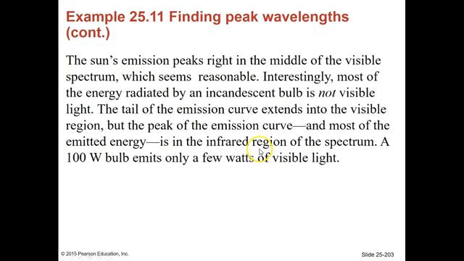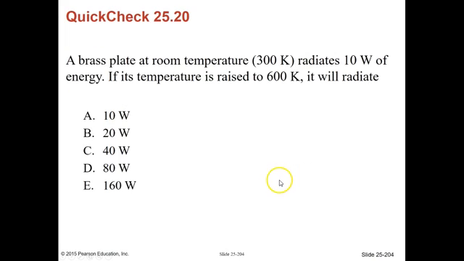Most of the energy radiated by an incandescent bulb is not visible light. Instead, most of that is infrared. A 100-watt bulb only gives off a few watts of visible light, but you would never want to reach up and grab a 100-watt regular incandescent bulb because it'd be very hot, because most of that energy does not go into visible light. Instead, it goes into heat.